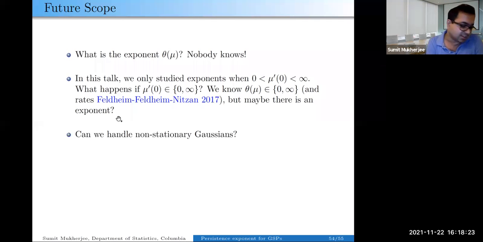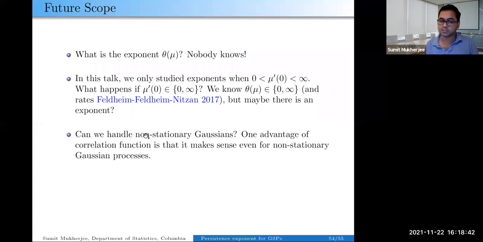And another thing is, okay, can we say something about non-stationary Gaussian processes? Now, one disadvantage of the spectral measure is, at least I do not know how to think of what is the analog of spectral measure for non-stationary Gaussian processes. Maybe correlation function is the way to go. We are not sure. We do have some results in terms of correlation functions for non-stationary processes if your process has non-negative correlations, but not in general.